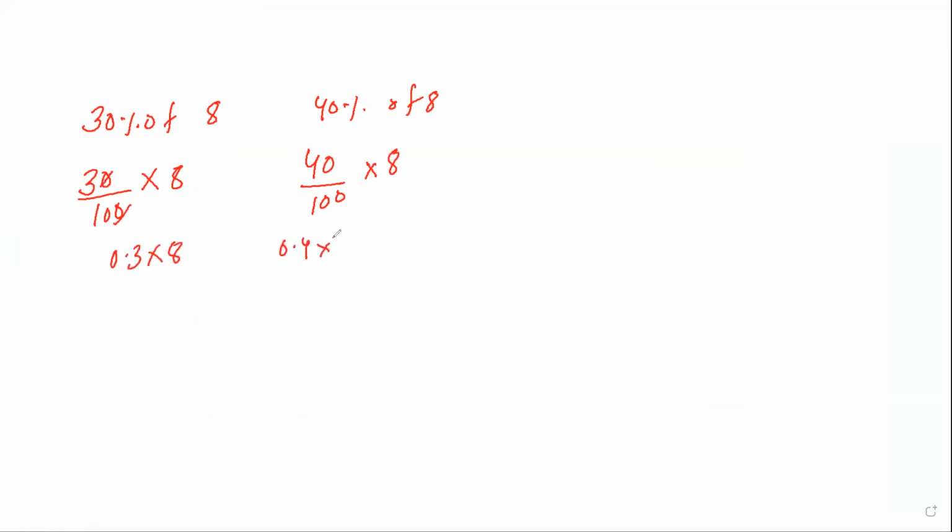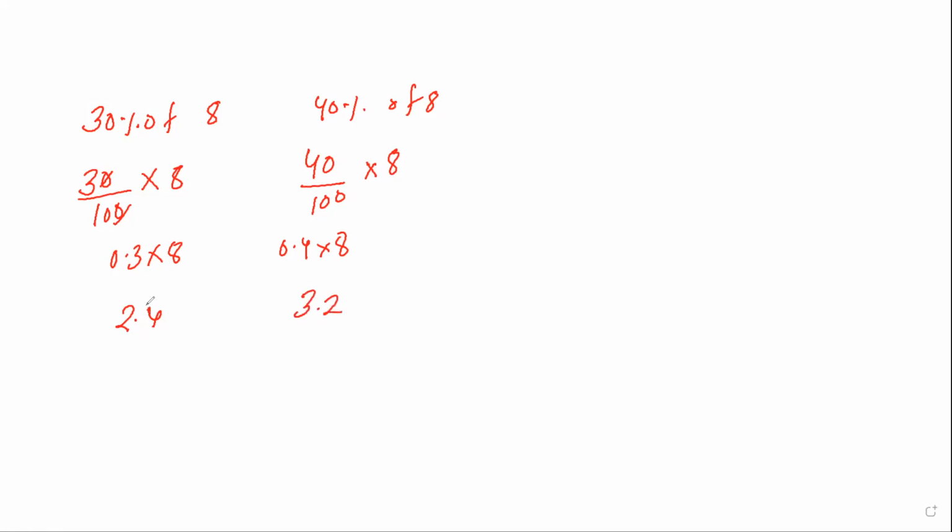I will say 30% of 8. And you have to find 40% of 8. When you are doing 30% of 8, don't you think you will do it this way? 40% of 8 means how much? Right? 0 and 0 cut, that is 0.3 times 8. This is 0.4 times 8. When you do 0.3 times 8, you get 2.4. And when you do 0.4 times 8, you get 3.2.